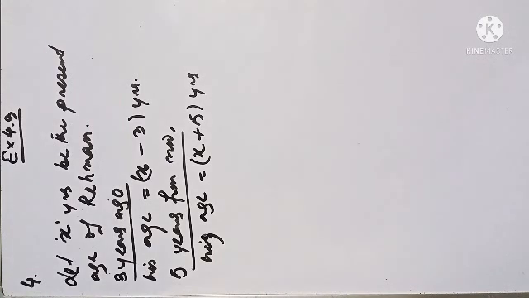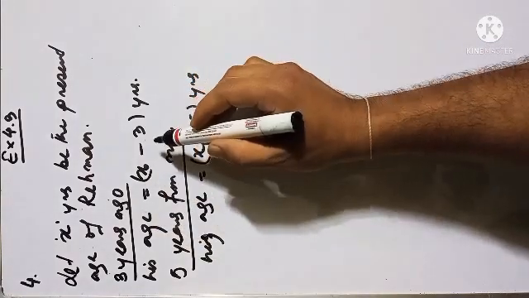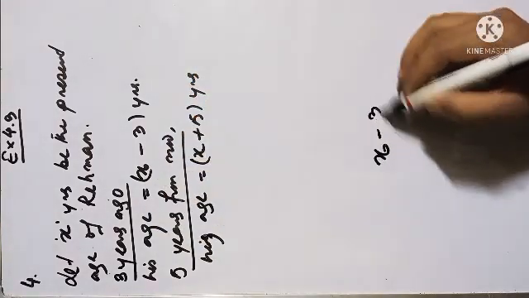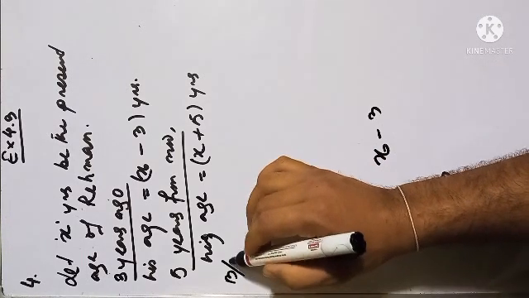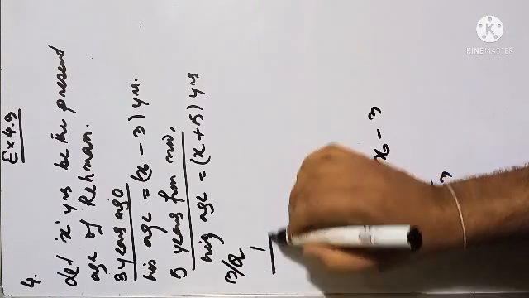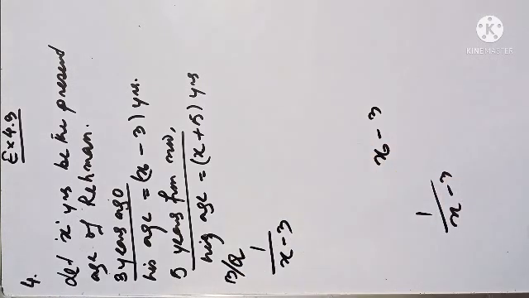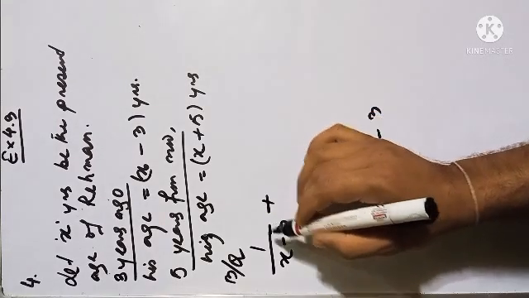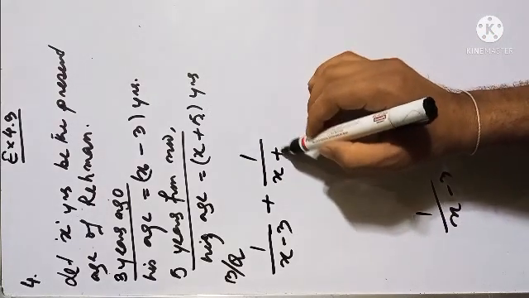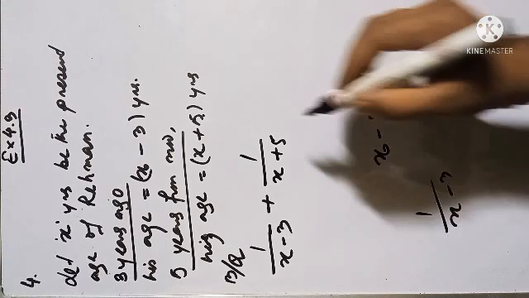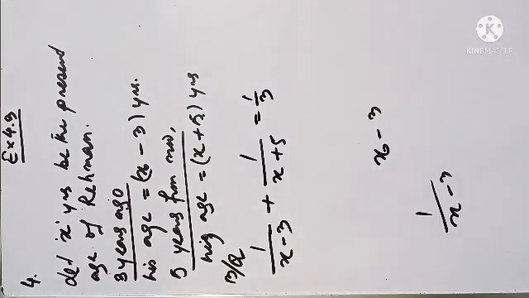But the question says that the sum of the reciprocals of Rahman's ages 3 years ago and 5 years from now is 1 by 3. Okay, this is the age of Rahman 3 years ago, and the reciprocal of x minus 3 will be 1 by x minus 3. So let me write here, by the question, 1 by x minus 3. Sum of the reciprocals. Sum means we should add the reciprocal of this and the reciprocal of this. For this, we are going to write here 1 by x plus 5. This is how much? 1 by 3.